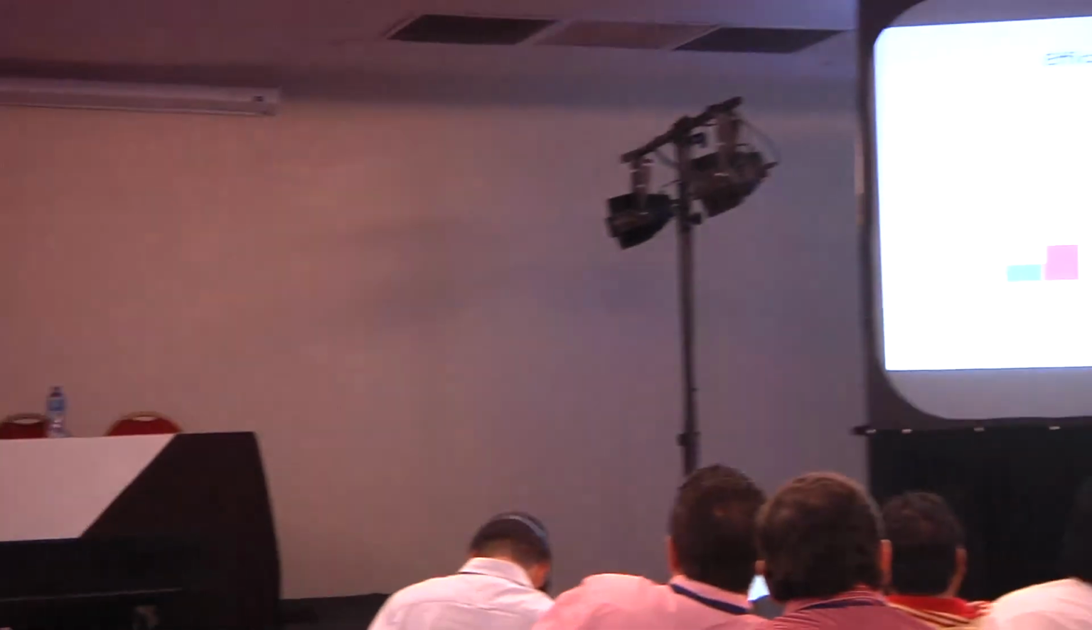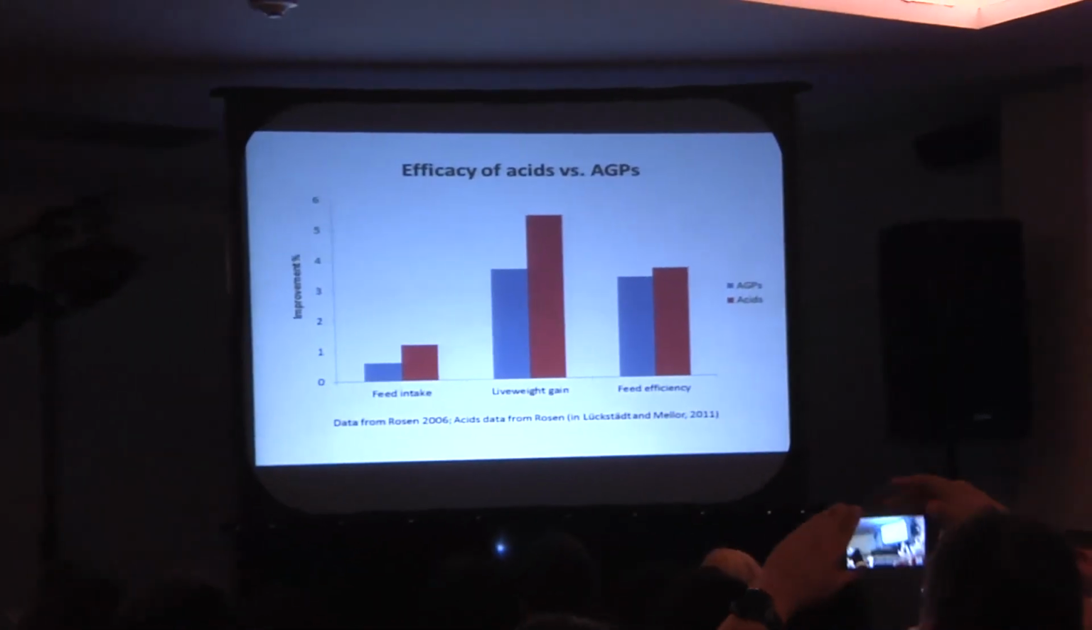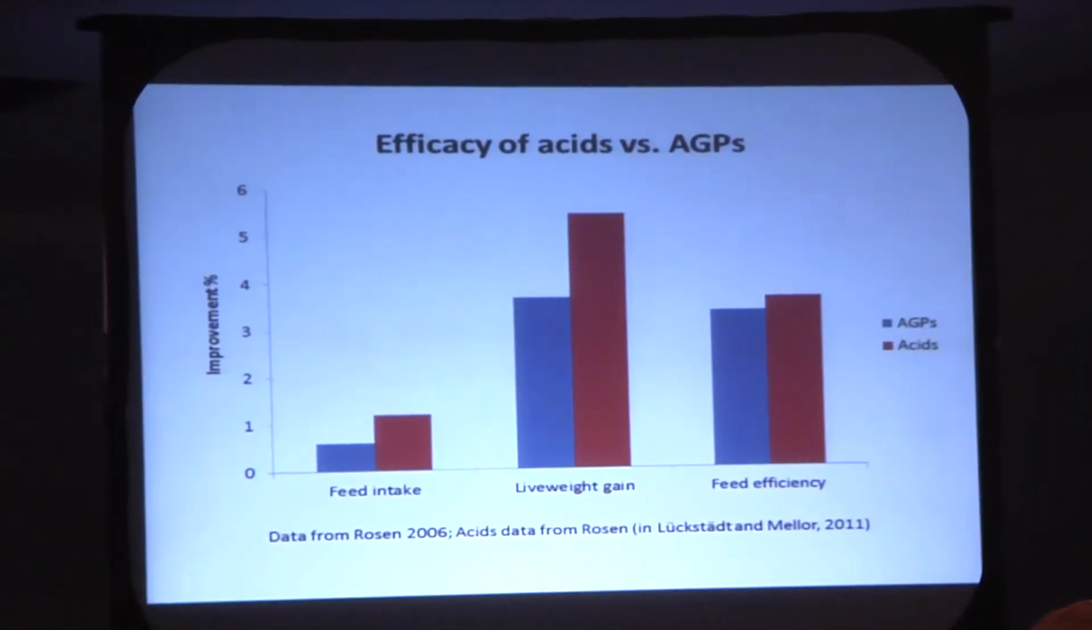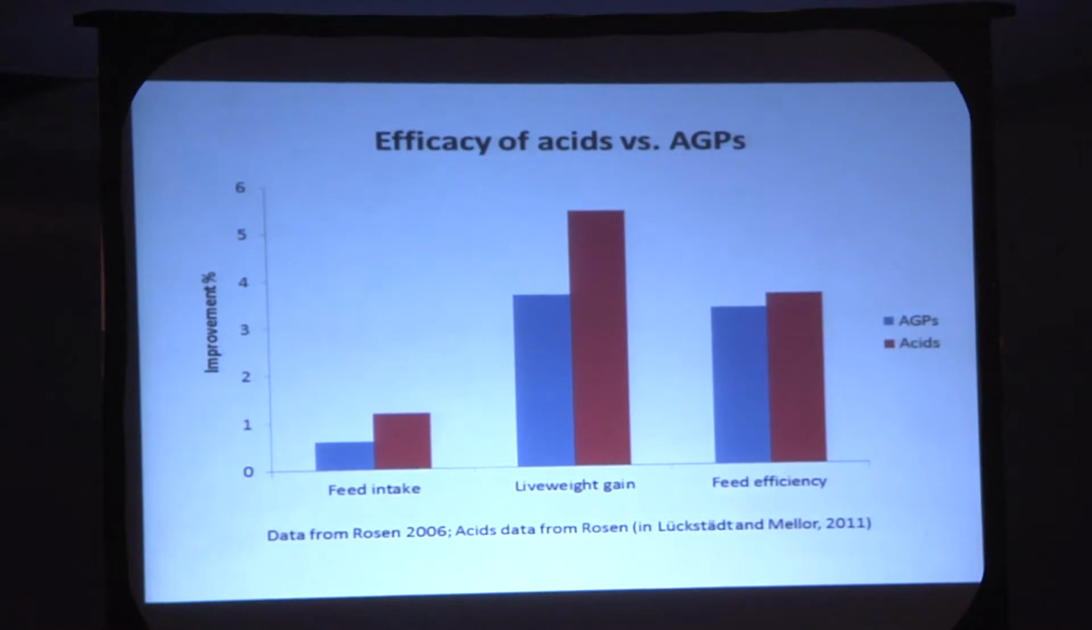What I did here was pull together some data where Dr. Gordon Rosen had done some meta-analysis for both antibiotic growth promoters and also acids. In the acid data set, it also includes both inorganic and organic acids. What you can see here is, at the very least, this meta-analysis revealed that acids were as effective as antibiotic growth promoters in terms of feed intake, live weight gain, and feed efficiency. So it tells us that there is a potential with acids to be as effective as antibiotic growth promoters.